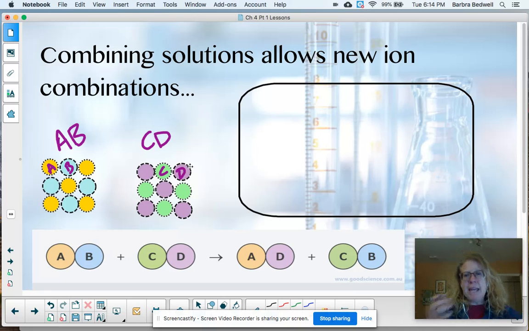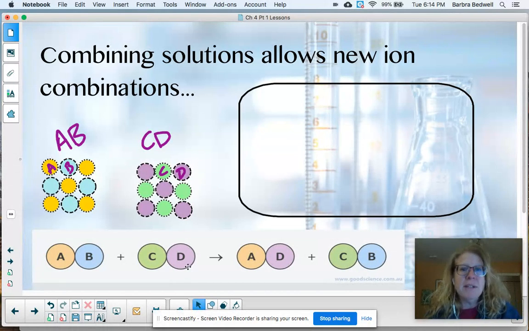So when we take two solutions and combine them together, what's actually happening? Well, first of all, when you combine those solutions together, you've got to recognize that the first thing that happens is dissociation.